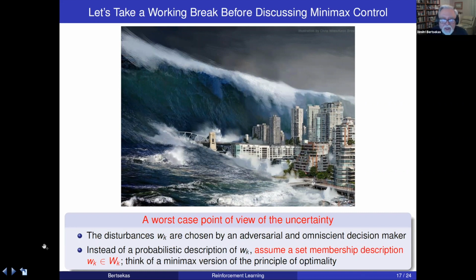Now, all of this can be thought of in the framework of dynamic programming. And there's a principle of optimality, a minimax version of the principle of optimality. As you take a break and you're having some coffee or tea, you may think about this, and we will come back in exactly 15 minutes, which would be 6 o'clock Arizona time, okay?